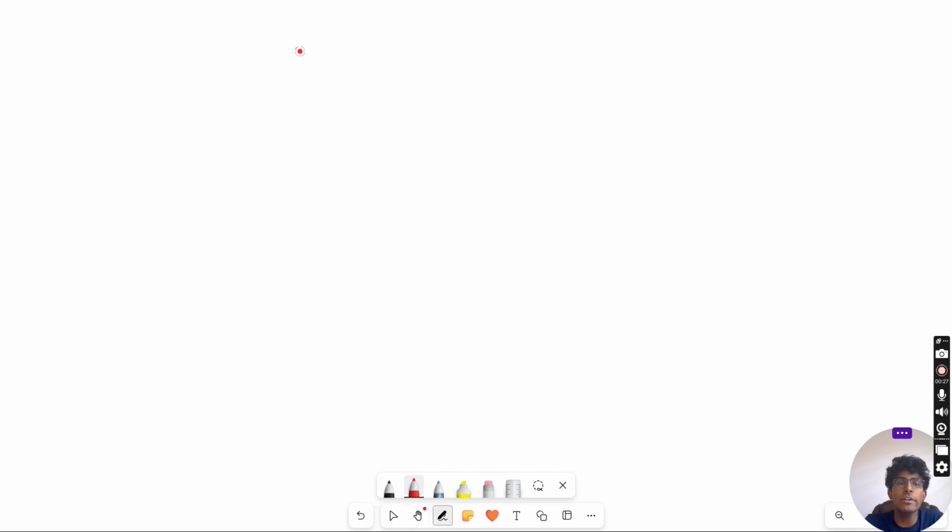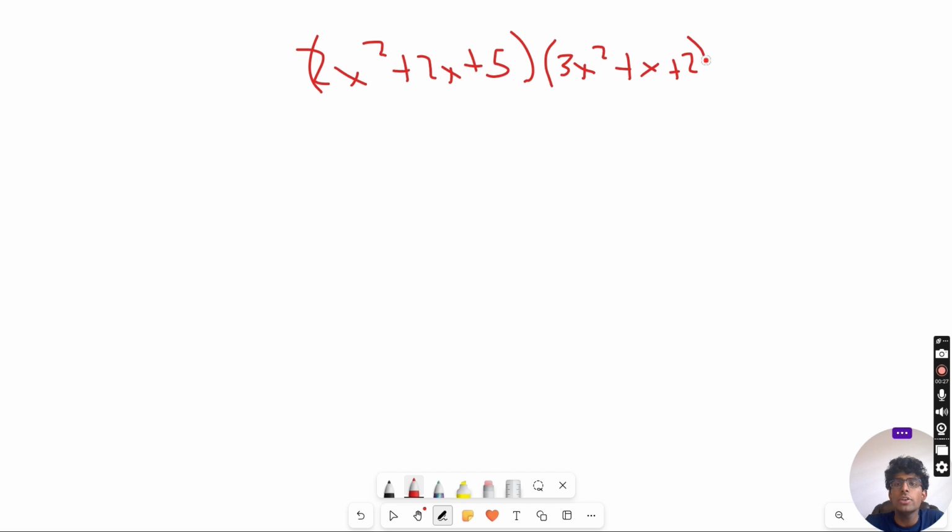So like, for example, let's say we have 2x squared plus 2x plus 5. And we want to multiply this by 3x squared plus x plus 2, for example. So we're going to take the terms of the first polynomial and put them on the top of like this imaginary grid in a way. 2x squared, 2x and 5. All right. So like the top row almost. And then we're going to put the terms of the second polynomial on this outside left column. So 3x squared, x, and 2.